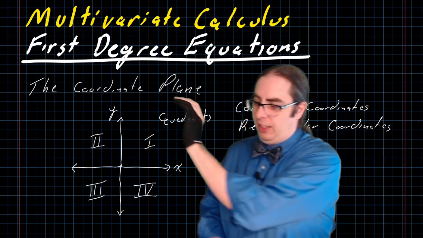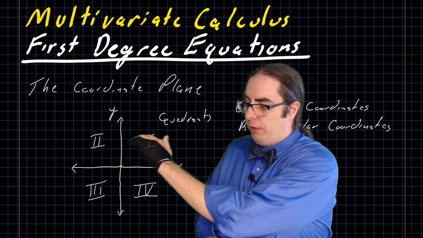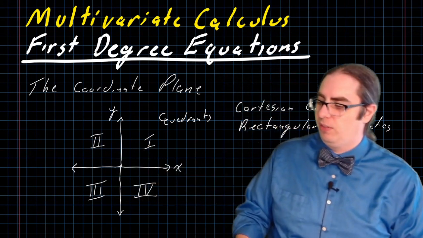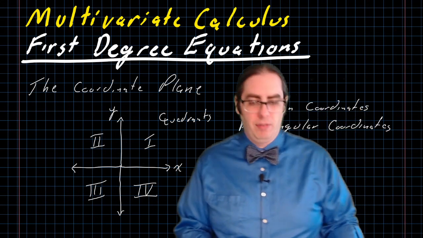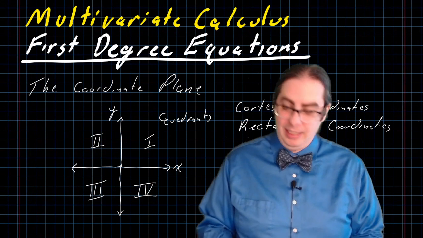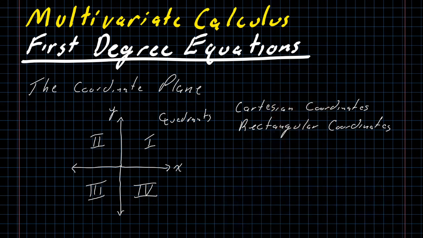Let's see if I can actually get that to look like it works here. Curl your fingers. Your fingers curl from the first quadrant to the second, to the third, and then around to the fourth. It's a little bit too far away for my camera to really understand where I am there, but you get the idea. So that's what we mean when we say a right-handed orientation.